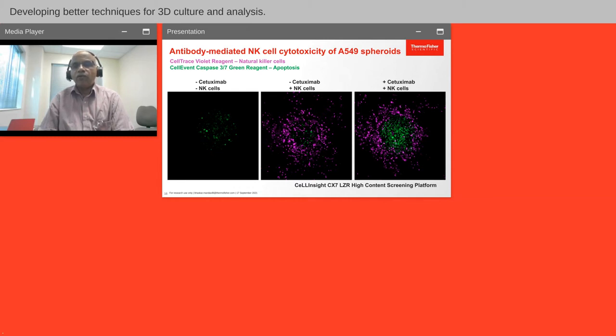And then when you add both cetuximab and NK cells, there is potentiation of killing of cells mediated through NK cells, and you can see increase in apoptotic cell population within the spheroid. And you can also see here the NK cells penetrating the spheroid and killing the cells by apoptosis as well.